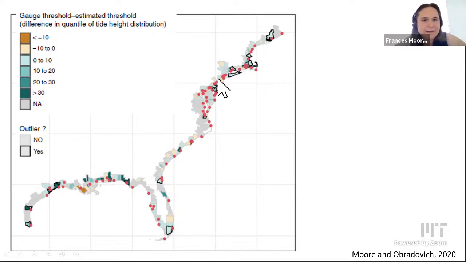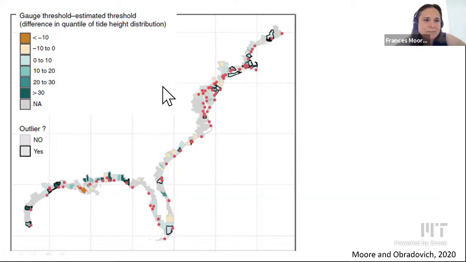And so then the colored areas are ones where we do fit a model. We do select a preferred model. And then the colors are showing you how that noticeable flood threshold differs from the flood threshold of the local tide gauges. And the blue areas are ones where we estimate there's more flooding than you would get from the local flood threshold, local tide gauge, and the brown ones are showing you places where there's not. And then the ones that are outlined are ones where that difference is statistically different.